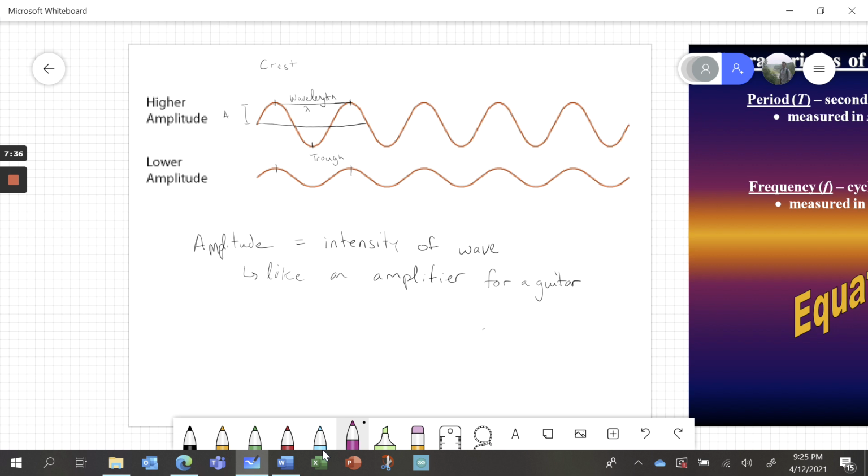So what amplitude really is, is the intensity of the wave. And we're going to look at amplitudes on transverse waves because it's a little bit easier to picture. If we look at these two waves, we'll call this wave A and wave B. They are the same wave. Here's a crest. This is a crest. This is a crest. And here's another crest right here.